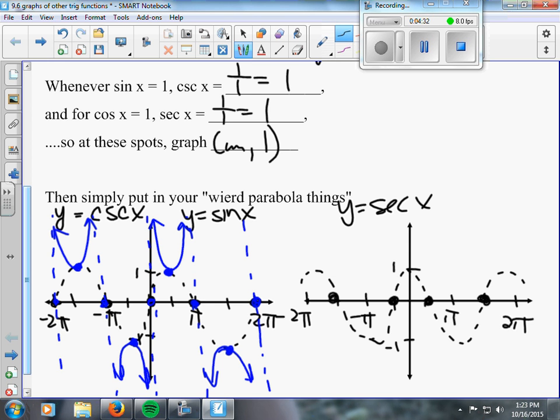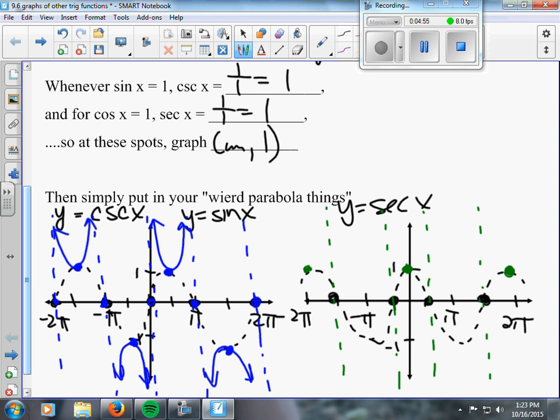Okay. So now there's my cosine graph. Let's graph secant in green. At the zeros, every time cosine was 0, I need to put in a vertical asymptote because I don't get a value when I flip over 0. I get 1 over 0. That's a vertical asymptote. But when cosine was 1, 1 over 1 is still 1.